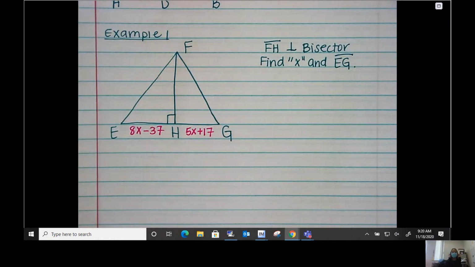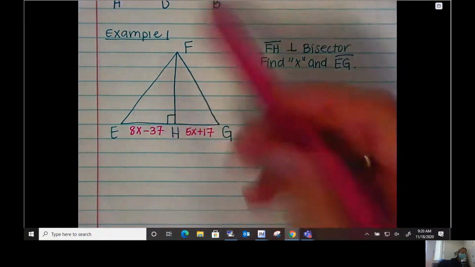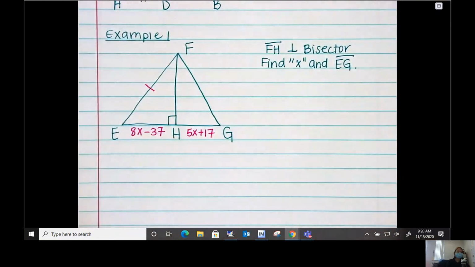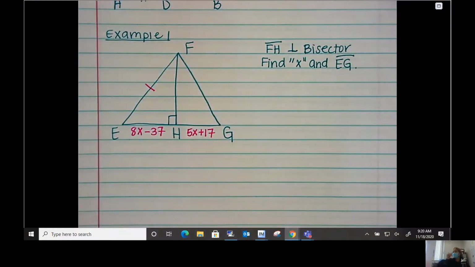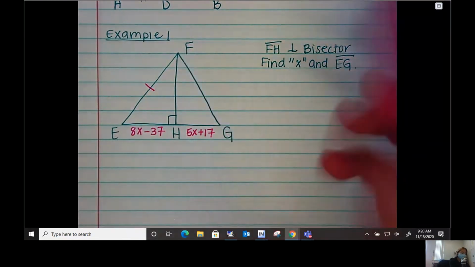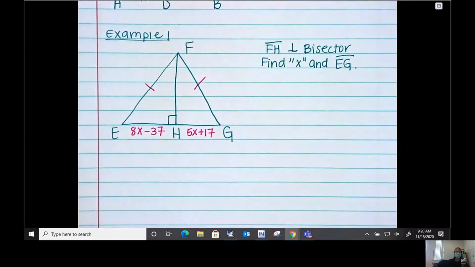All right. So I know that FH cuts this triangle in half. It makes 2 congruent triangles. So you should have some pieces that match up. Which piece matches up with EF over here? If I flip it over to the other side, which one matches up with EF? FG. Yep, there you go. Those 2 pieces are exactly the same.